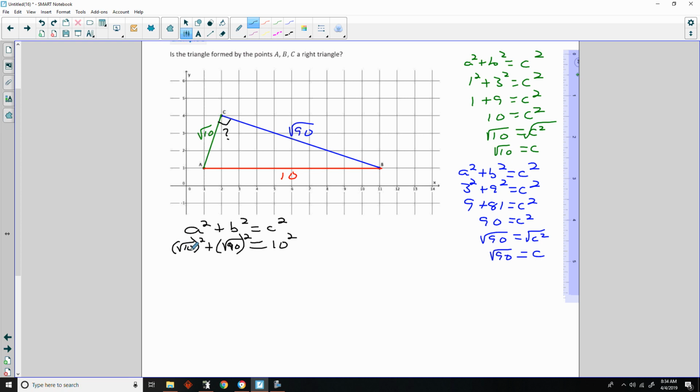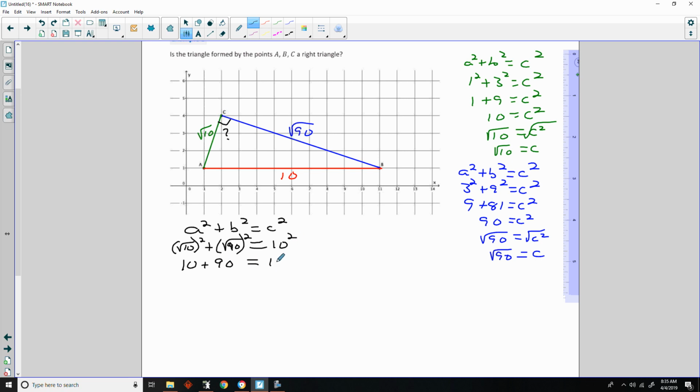Because the square root of 10 times the square root of 10 is the square root of 100, and the square root of 100 is 10. In other words, these cancel, and we simply get 10. The square root of 90 times the square root of 90 is the square root of 8,100. And the square root of 8,100 is 90. In other words, the radical and the squares cancel, and I just get 90.